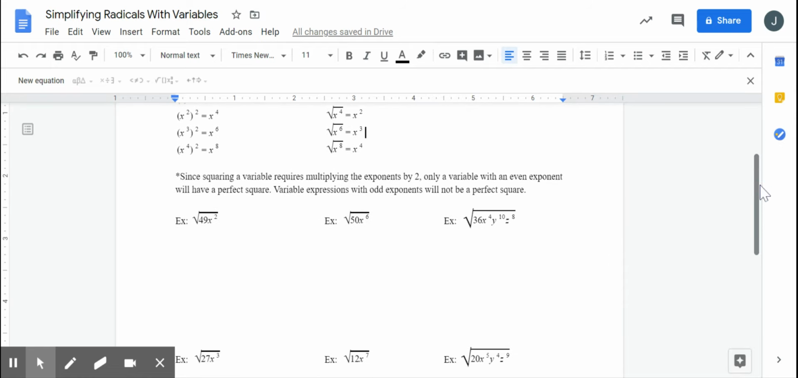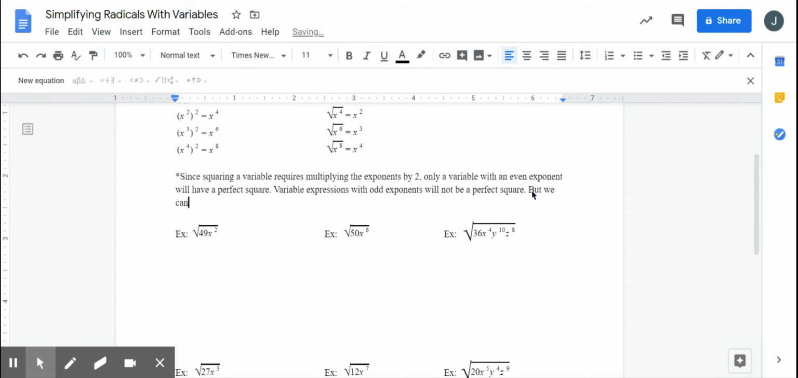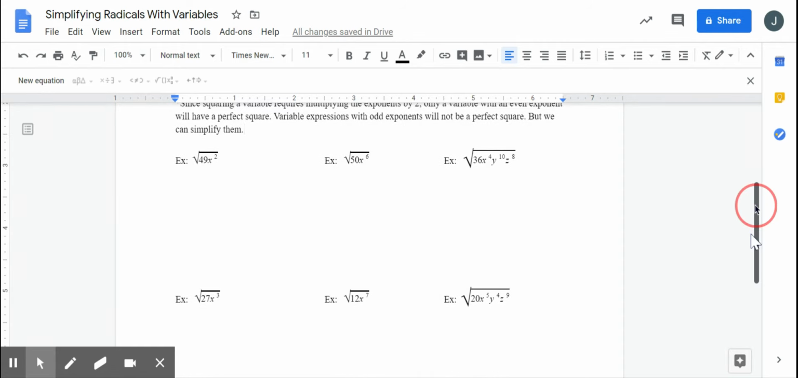Now, since squaring a variable requires multiplying the exponent by 2, only a variable with an even exponent will have a perfect square. Variable expressions with odd exponents will not be perfect squares, but we can simplify them. Okay, so I'm going to start off. My first 3 examples are only going to have even exponents so we can see the process. I'm going to use the pen tool at this point.